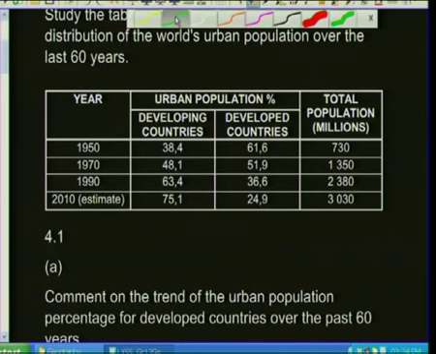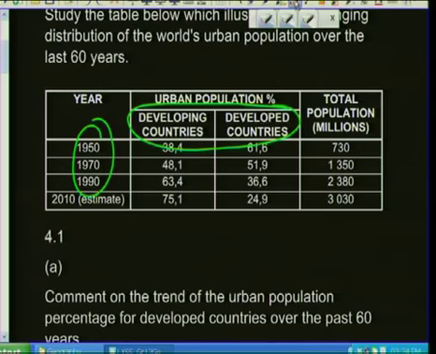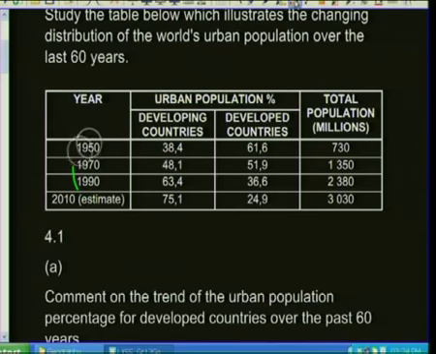What have we got here? It's urban population, but it's also critically looking at developed and developing countries over a period of years. That's obviously somewhere where they're going. They want to ask us about the patterns of urban population in those countries. Let's just clear that a little bit and then get into the questions themselves.